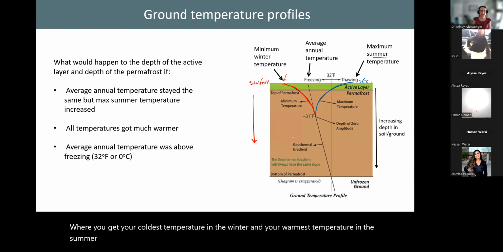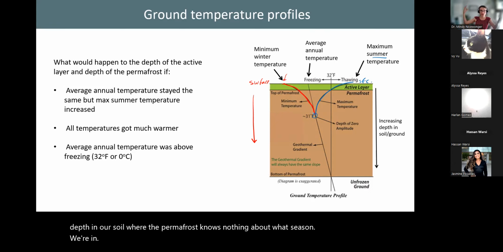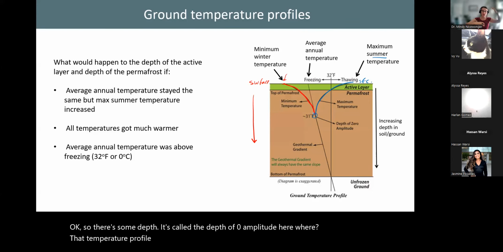But what you'll notice is that at some point those two lines meet up. And that's the depth in our soil where the permafrost knows nothing about what season we're in. Okay, so there's some depth, it's called the depth of zero amplitude here, where that temperature profile change, either in the winter or the summer, makes no impact. Okay, it's right here in this case.